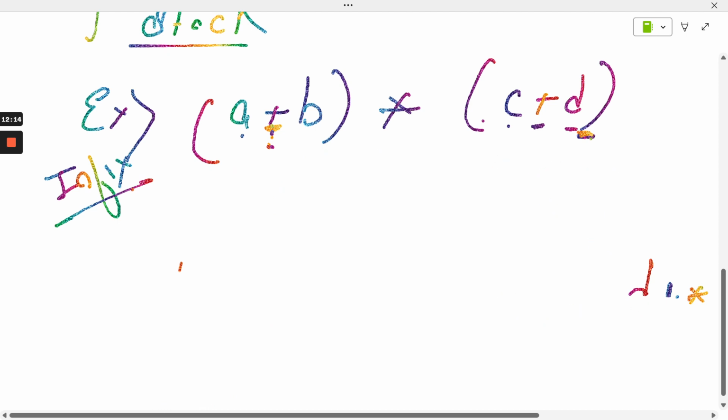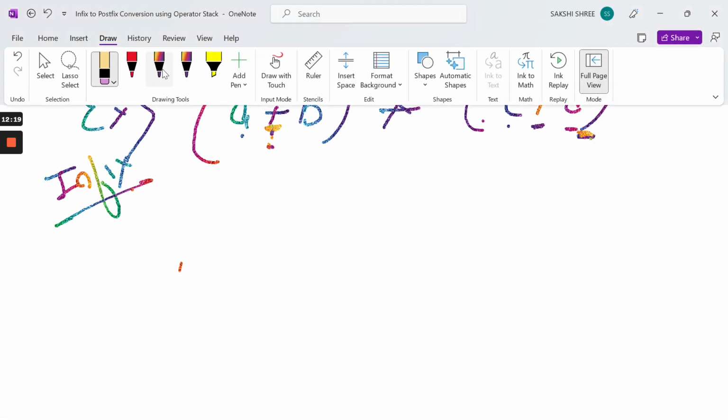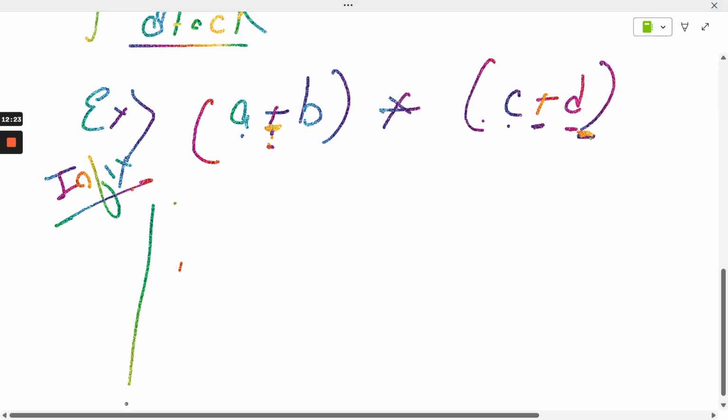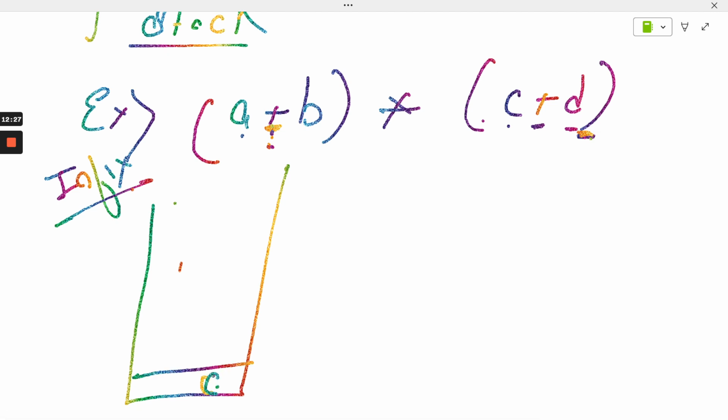Let it be. So actually the postfix expression, if we start with the stack, initially we have nothing, so we have this starting bracket pushed into the stack, and inside the postfix string we have seen the A, so we will put A. Now we encountered this plus.